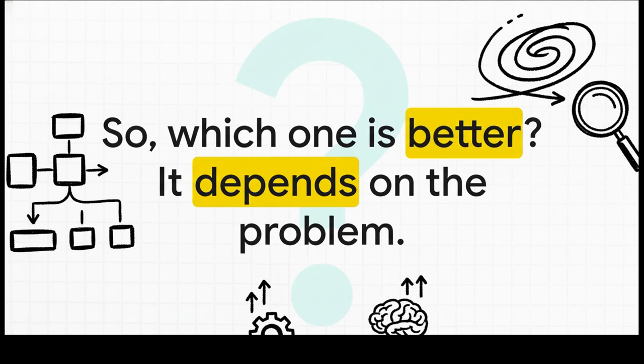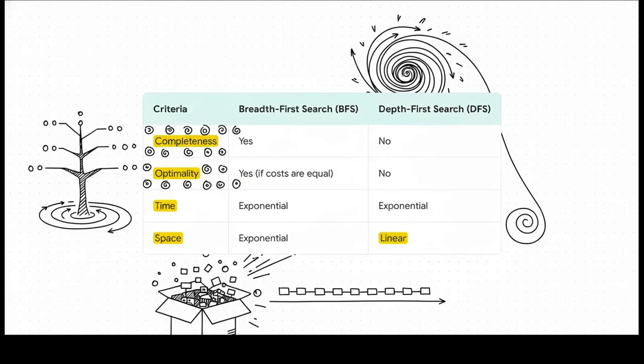That's the million-dollar question, right? And the answer, which you'll hear a lot in computer science, is it depends. It completely depends on what your problem looks like and what you care about most. This chart lays out the trade-offs perfectly. Let's just go down the list. Completeness, will it for sure find an answer? BFS, yes. DFS, nope. It can get stuck in a loop forever.